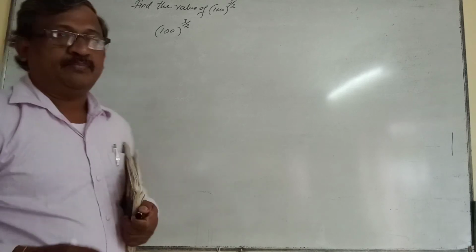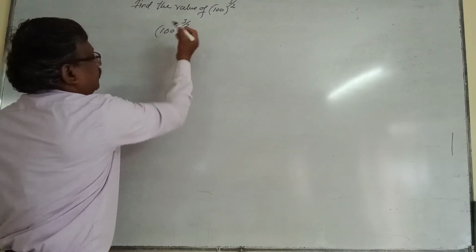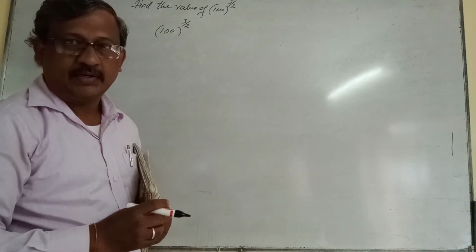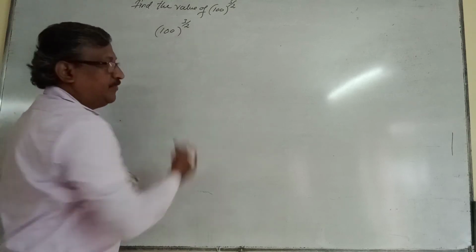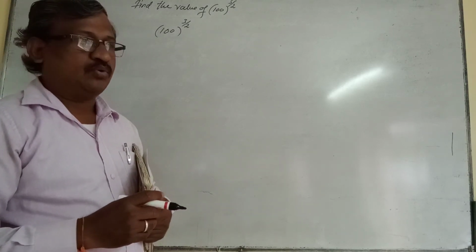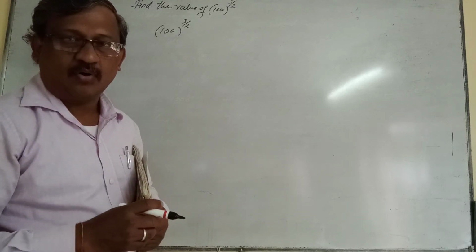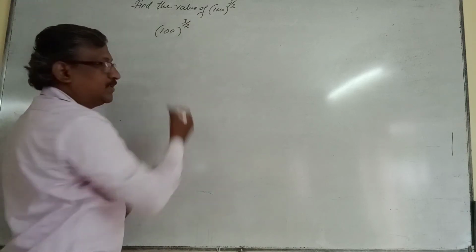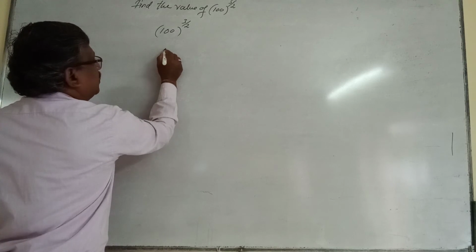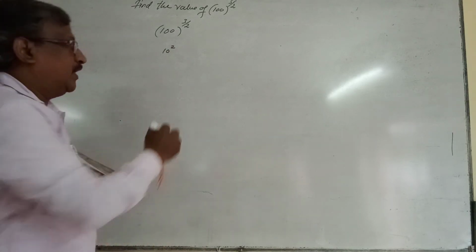So as we have seen in previous sums, again we cannot multiply 100 3 by 2 times. It is very difficult. We cannot do this calculation in the calculator. So here further simplification is not possible. Whenever simplification is not possible, you should try to split the value, try to write the same value in another form. So 100 we can express in another form. How to write? 100 can be written as 10 square. If you make 10 square, we get 100.